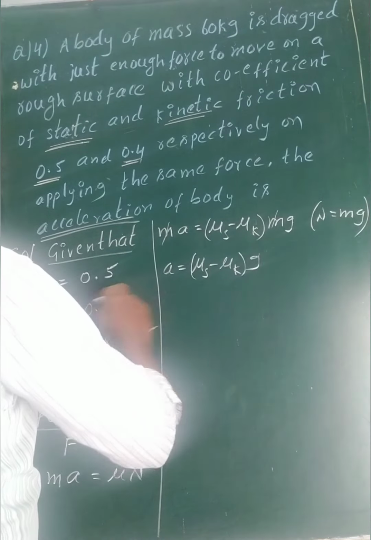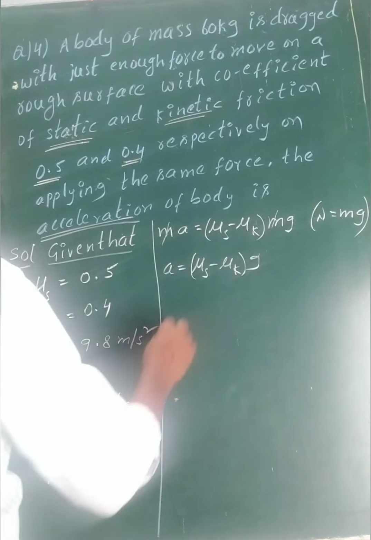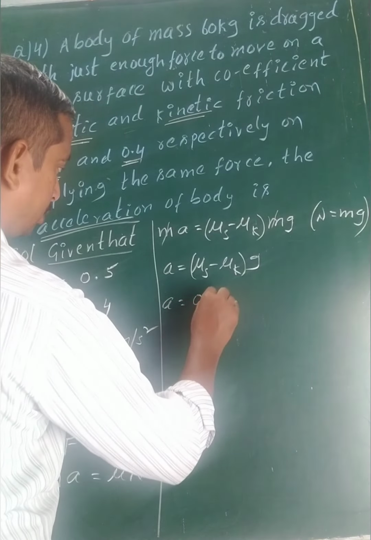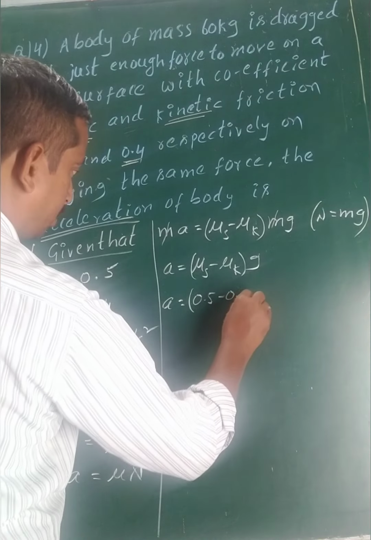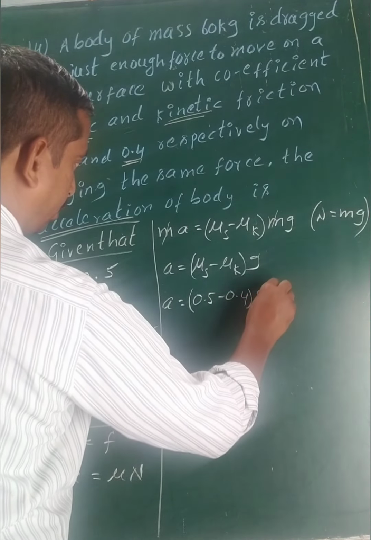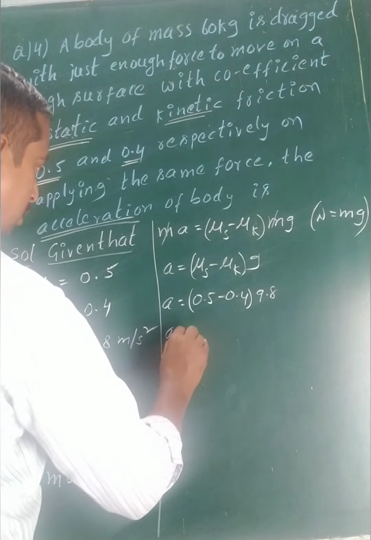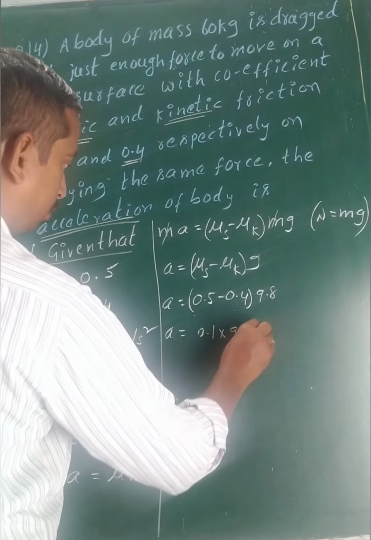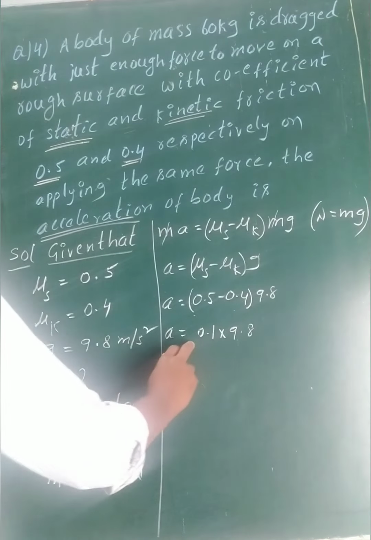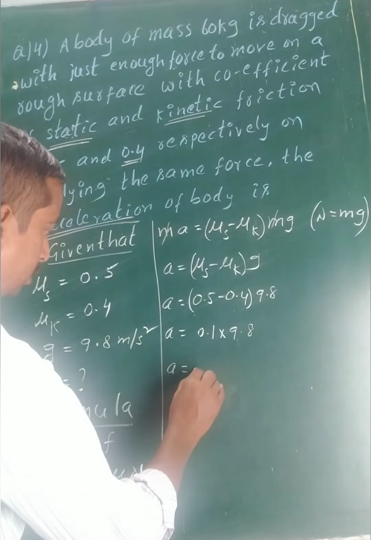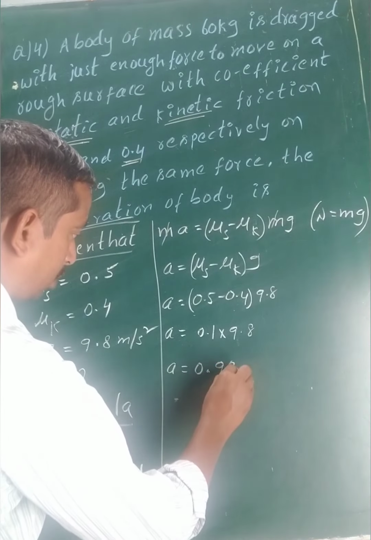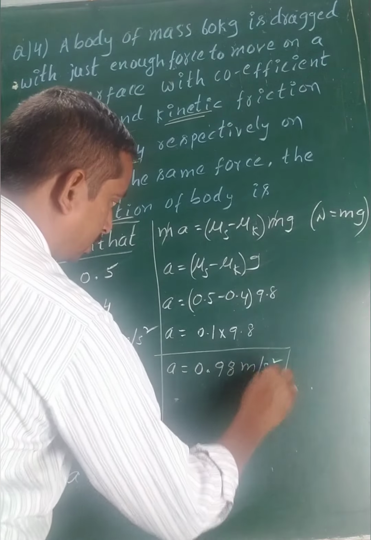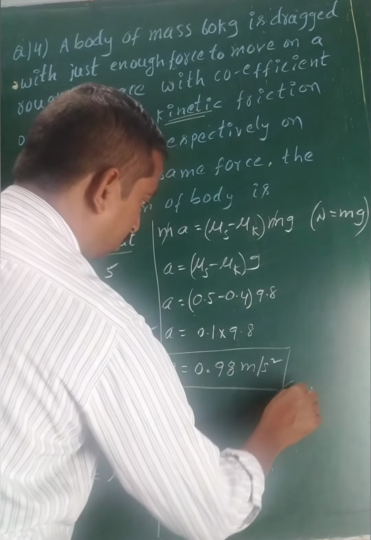Now substitute the values from the given data. a equals 0.5 minus 0.4 into 9.8. Then a is equivalent to 0.1 into 9.8. Multiply, then acceleration is 0.98 meter per second square. That is the answer.